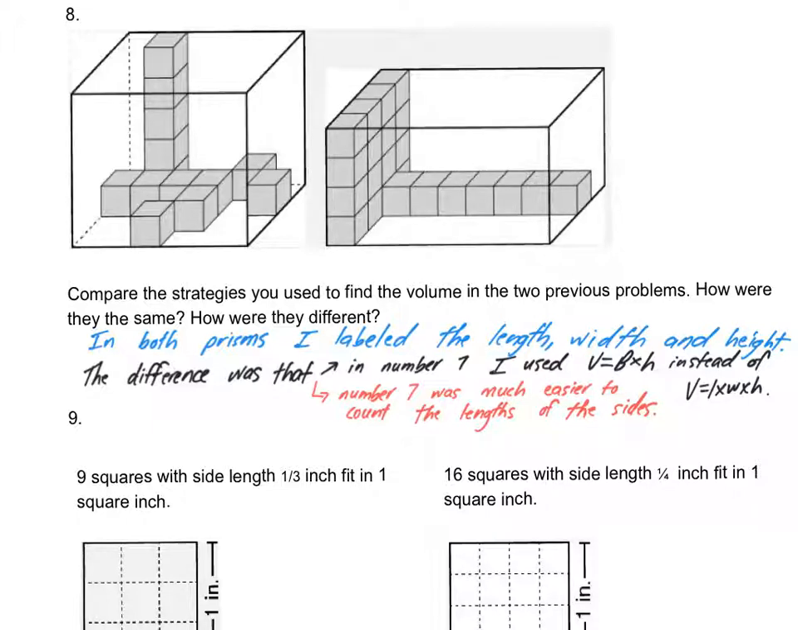Another difference you could discuss would be the fact that number 7 was much easier to count the lengths of each side, whereas number 6 was a little bit trickier, and you really have to be much more careful when you're counting that. So either of those answers would work, or I'm sure you may be able to come up with another couple of possibilities.